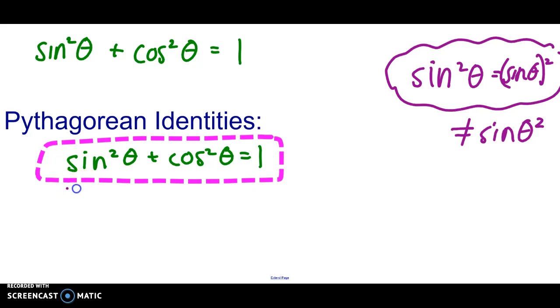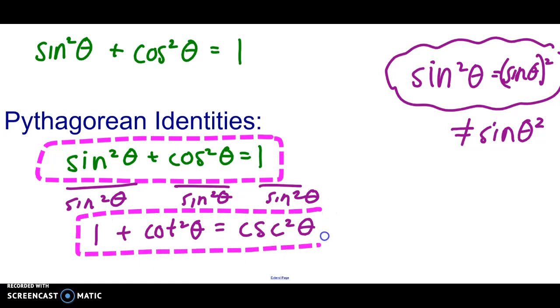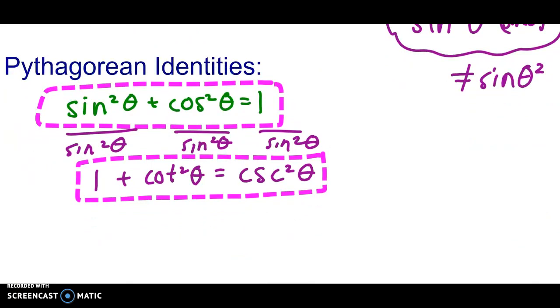So let's take this and divide everything by sine squared of theta. Sine squared of theta over sine squared of theta is just 1. Cosine squared of theta over sine squared of theta is not tangent, but cotangent squared of theta. And then 1 over sine squared of theta is cosecant squared of theta. These are getting so cool. But there's more. Okay, the last one. Sorry if I'm getting annoying.